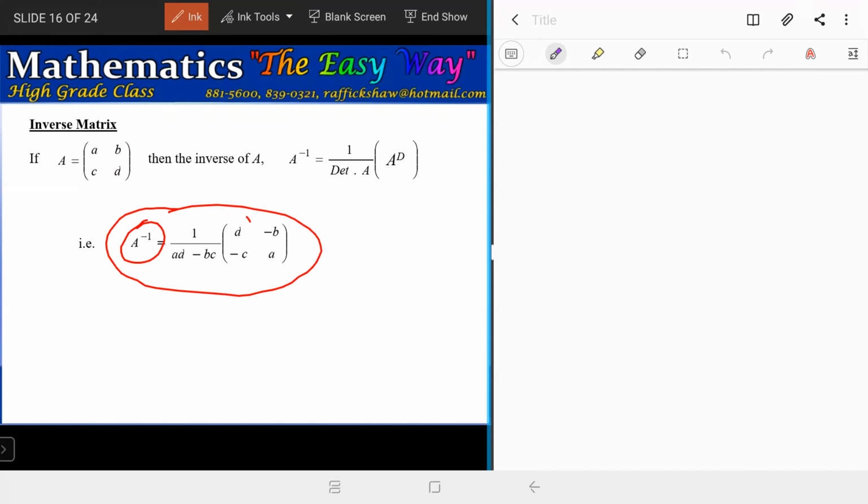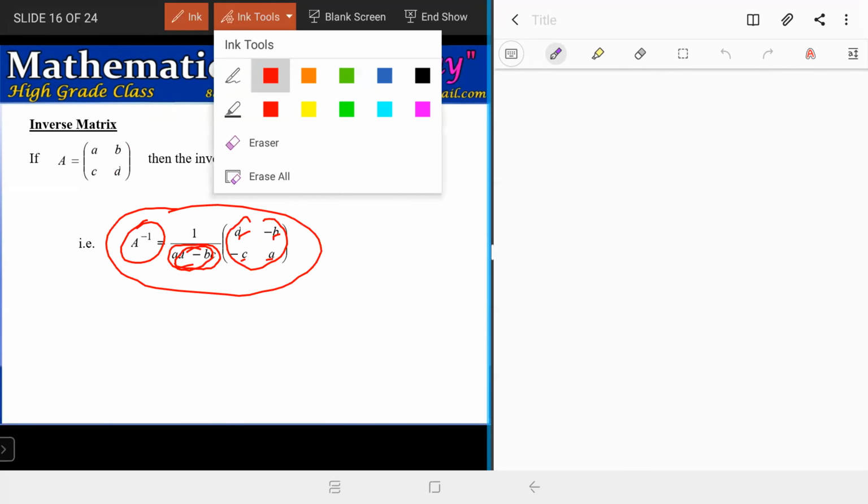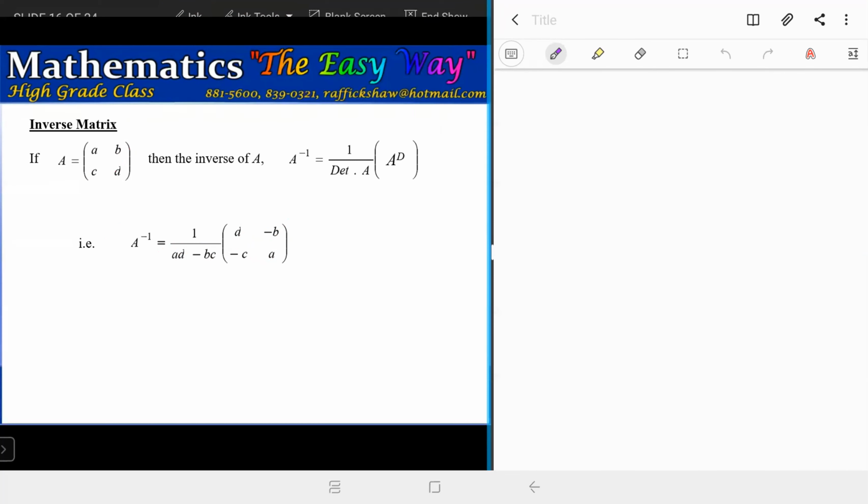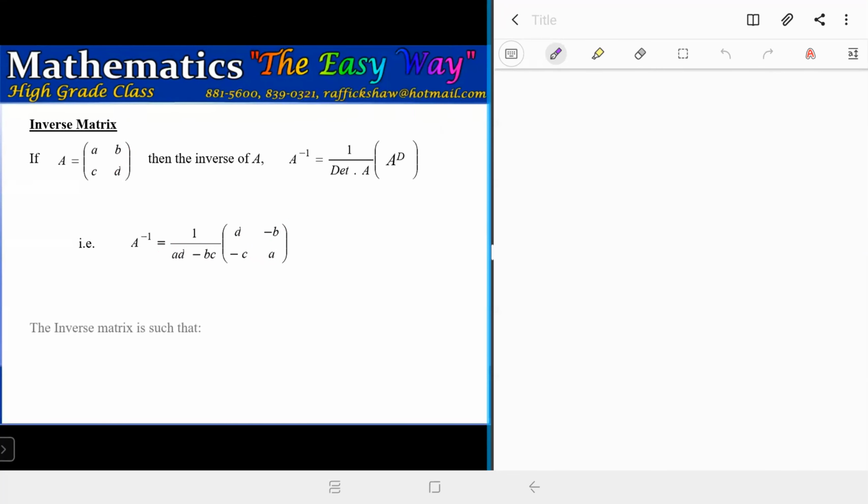So you get these values, and you usually have a fraction under here, and you divide each of these values by that value under there. We're going to see it with an example. So that's it. Now, what's the relationship between the matrix and its inverse? This is something that you must know. CXC asks this all the time.